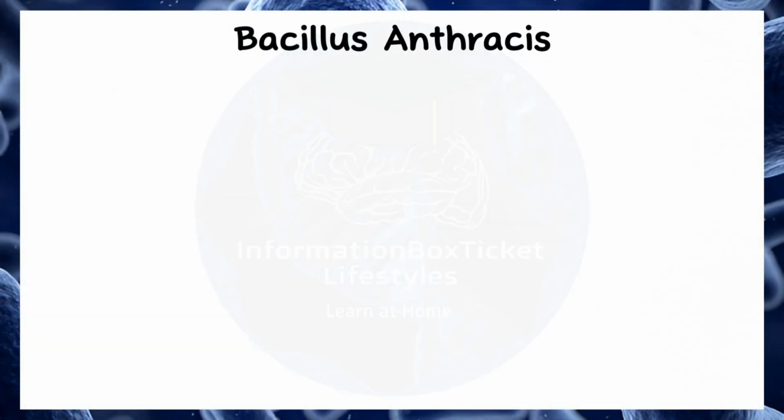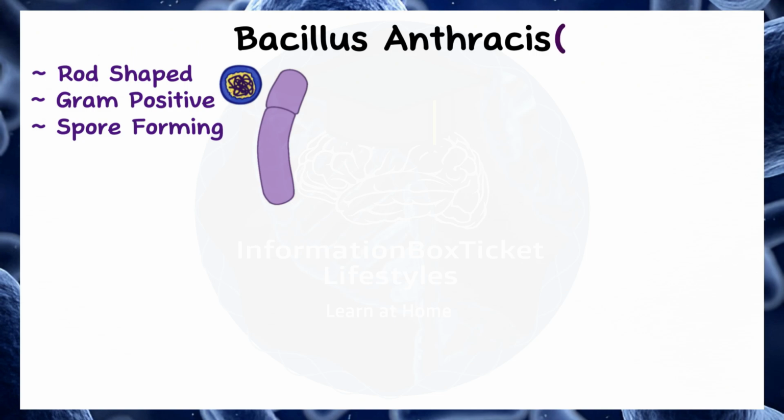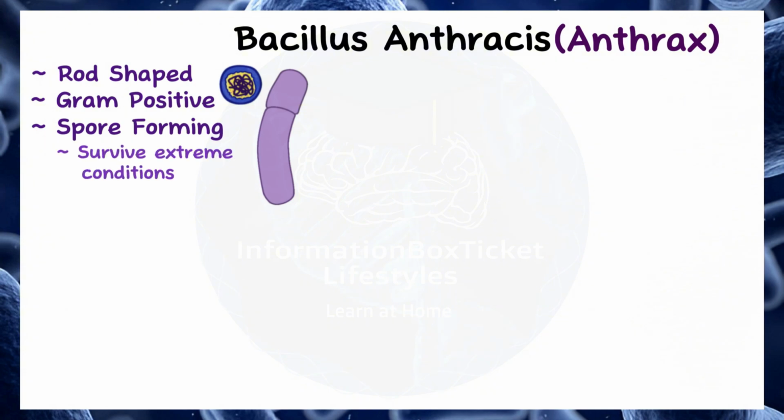Bacillus anthracis summary. Bacillus anthracis is a rod-shaped, gram-positive, spore-forming bacterium that causes the disease anthrax. The spore form enables B. anthracis to endure harsh environmental conditions and is also the infectious form of the bacterium.